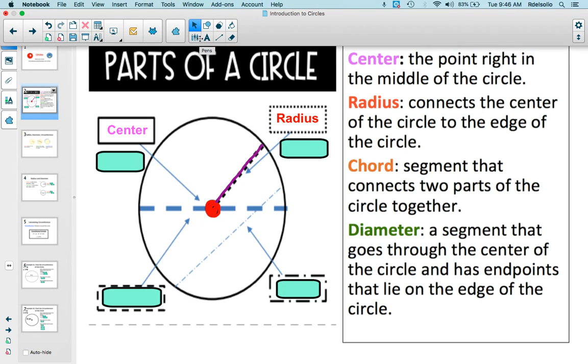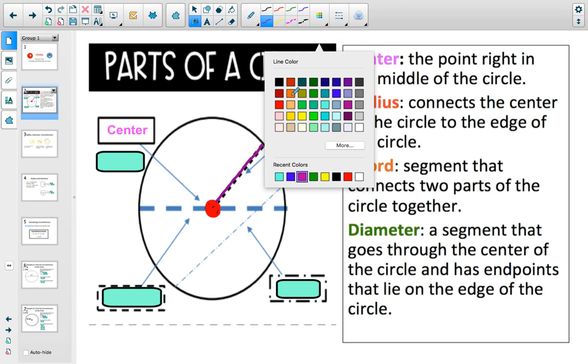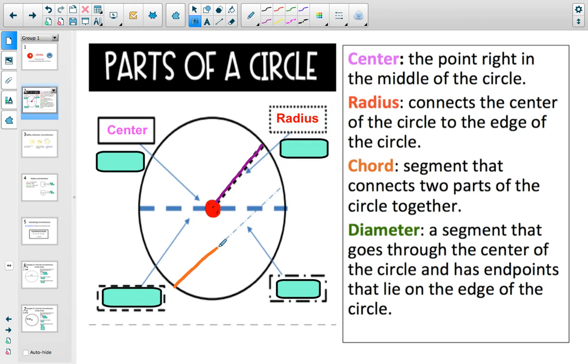The chord is the segment that connects two parts of the circle together. So the chord, I'm going to draw here in orange. This is called a chord. Again, it's a segment that connects two parts of the circle together. If you notice, this chord isn't going through the center of the circle. A chord does not have to go through the center of the circle. It's just going from one point of the circle to the other point. And this is the chord.